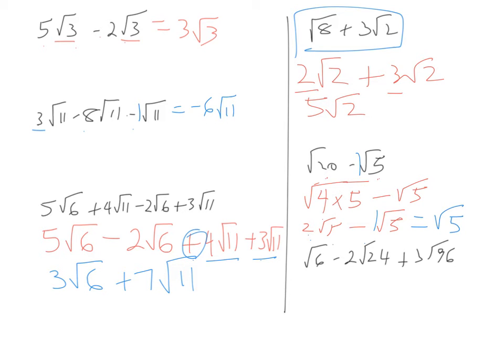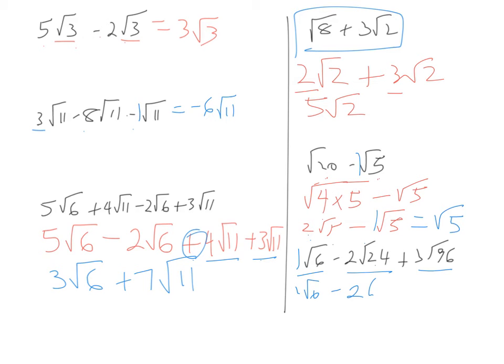Okay, last one, square root of 6. Remember, we've got to put a 1 in there. Minus 2 square root of 24, plus 3 times the square root of 96. So let's see, what can we write these as? This is 1 root 6 minus 2. We're going to put some brackets in just to make it a bit easier.